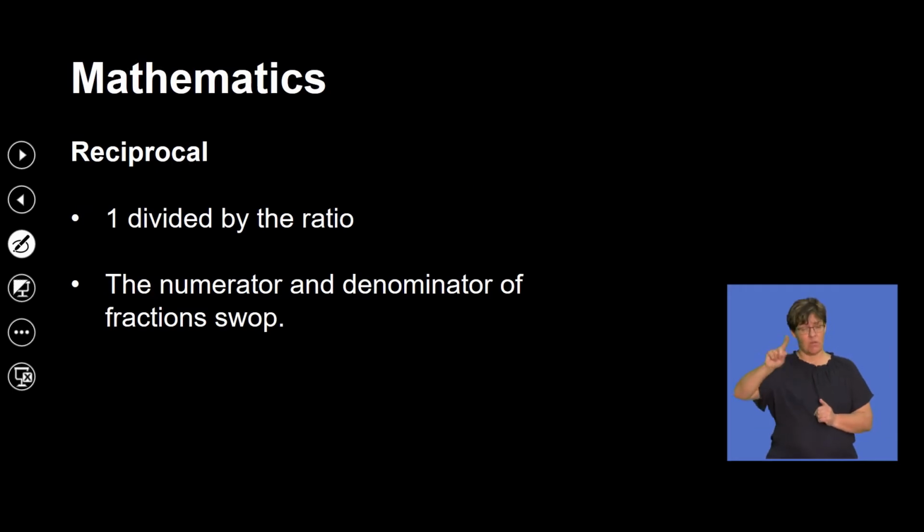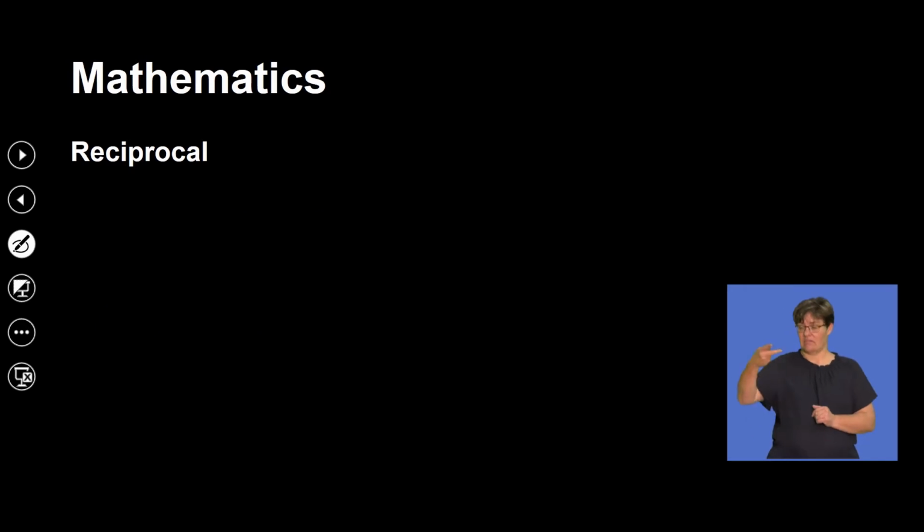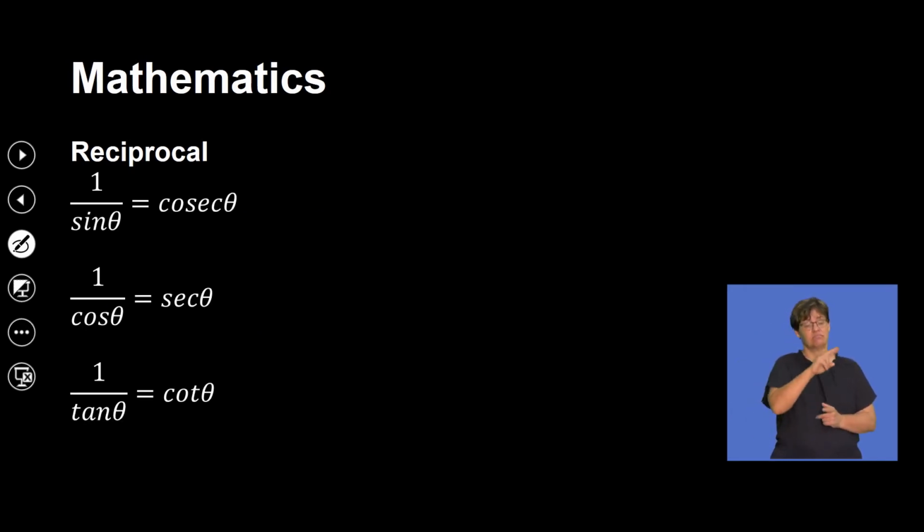Now, a reciprocal, remember, it's 1 divided by the ratio, the numerator and the denominator swap. So my 3 reciprocals, remember, it's 1 over sine theta, which is cosec, 1 over cos theta, which is sec, and 1 over tan theta, which is cot. And that's what you needed to look at.